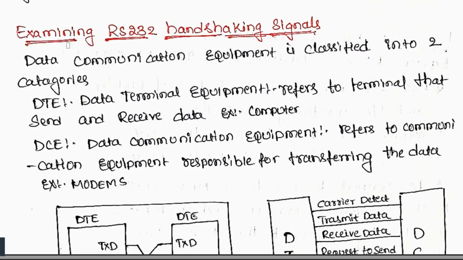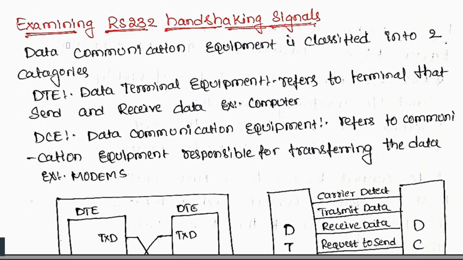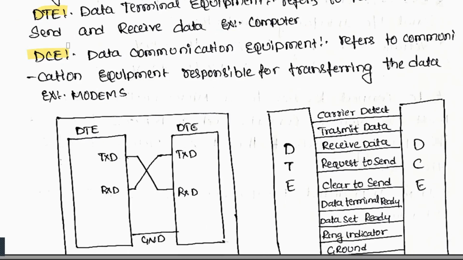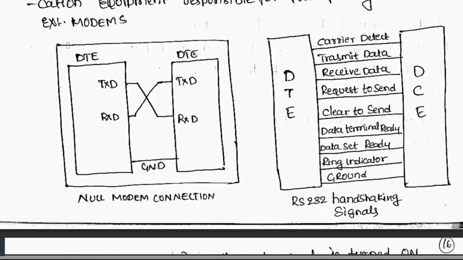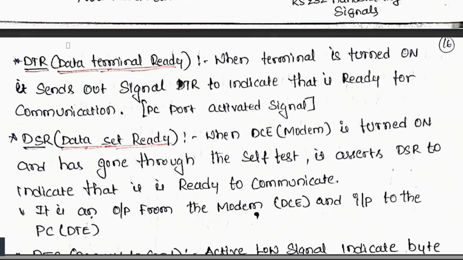Examining the handshaking signals of RS-232, data communication equipment is classified into two categories: DTE and DCE. DTE means data terminal equipment. This refers to the terminal that sends and receives the data, for example a computer. DCE, data communication equipment, refers to the equipment responsible for transmitting the data, that is, modems. You can observe here a null modem connection and the handshaking signals, showing how DTE and DCE are connected.